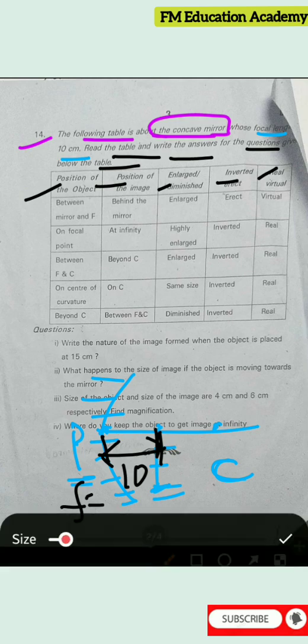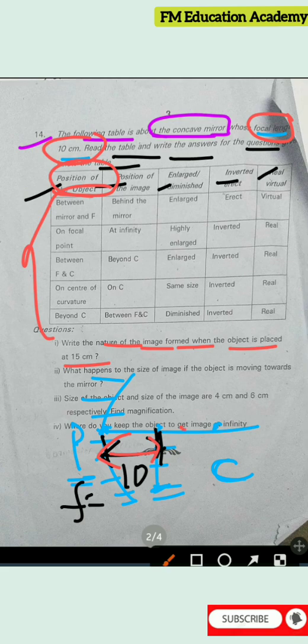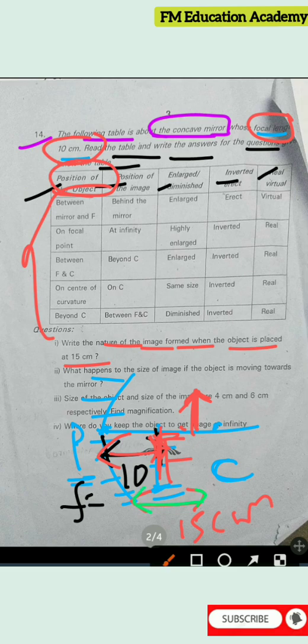So in this, the first question is, write the nature of the image formed when the object is placed at 15 centimeter. So here we are going to place the object at 15 centimeter, but here it didn't tell us anything about dimensions. But what hint did it give? It told us that the focal length is 10 centimeter, which means till here it is 10 centimeter. If it is 15 centimeter, you have to go beyond F. Till focal point F, I have the focal length of 10 centimeter. But since it is 15 centimeter, it will be beyond 10.